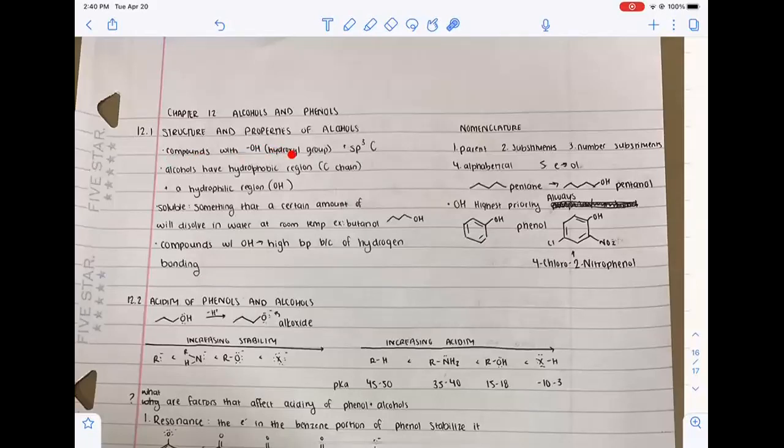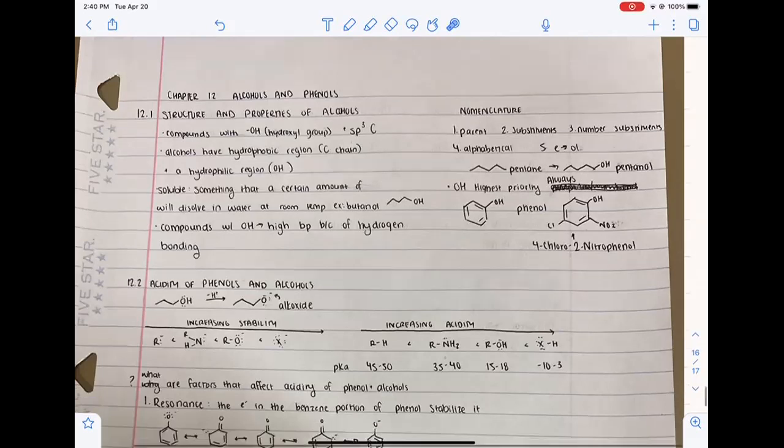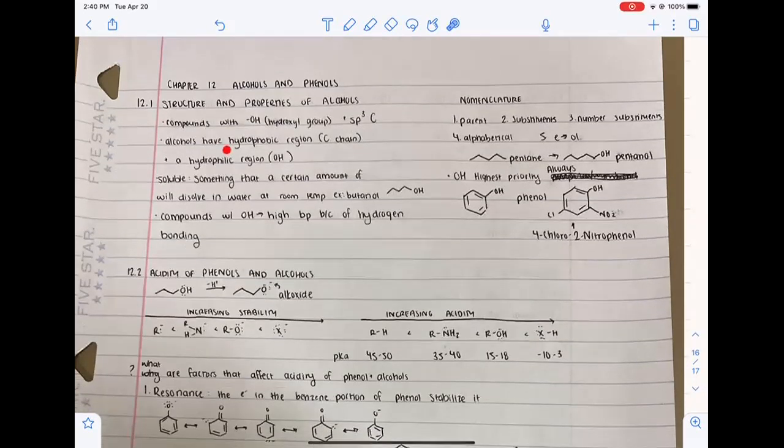Alcohols are just compounds with an OH, also called a hydroxyl group, on an sp3 carbon. This is important, just because I remember Dr. Dowdy stressed it when I was in the class, so I feel like that would be an important thing to know. We know that alcohols, which is a whole compound, have a hydrophobic region, which is going to be that part with a carbon chain. So that's like that part over there. And then they have a hydrophilic region, and this is going to be that part over there.